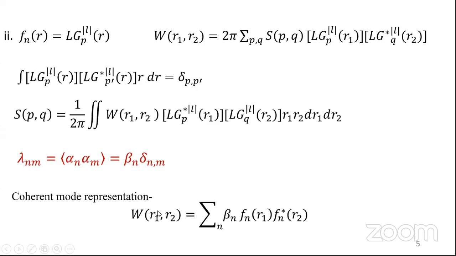So now if we have an unknown incoming field coming in, and if we know the W(R1, R2) of that, we can understand what are the radial momentum contents of that, or we can understand what are the Laguerre p mode contents of that by doing this inverse transformation. So the entire problem of detection of this P_R, the radial momentum, or the Laguerre p modes boils down to the evaluation of W(R1, R2).